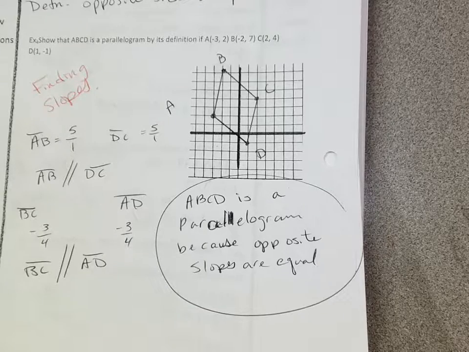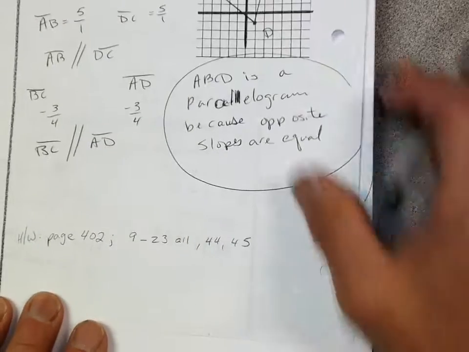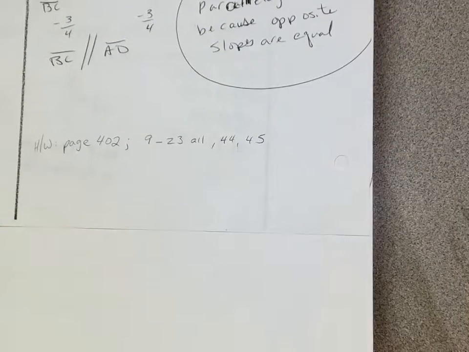Okay, here's what I want you to do. Okay, page 42, 9 to 23 all. We've got time. Yeah, we got time. 44 and 45. Nicole, give me your phone, please. Thank you very much. Okay, so let's get started, you guys.